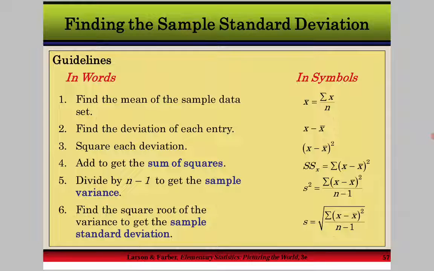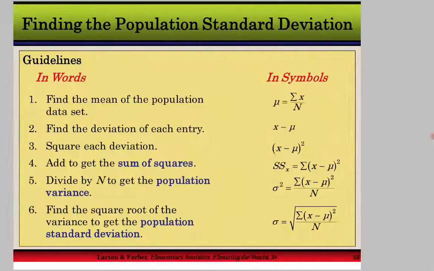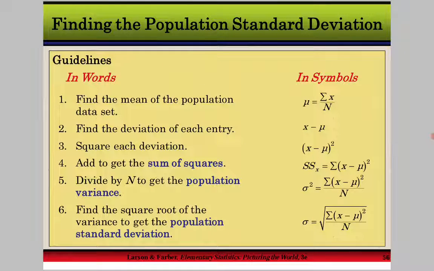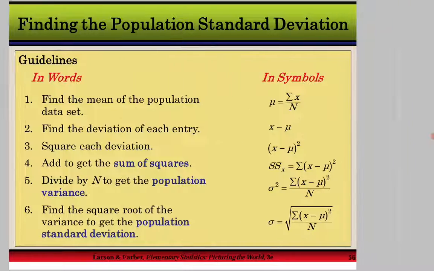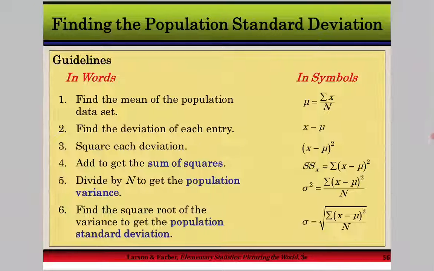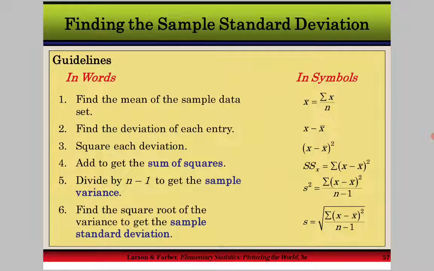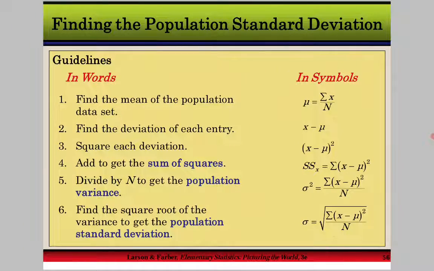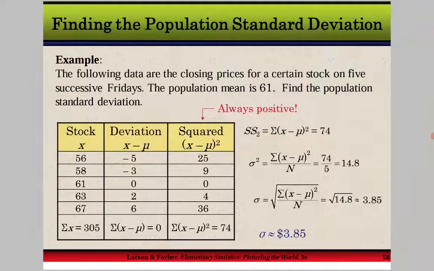This is the formula, and these are the steps to be followed to find the standard deviation of a data set. This is the population standard deviation, and next is finding the sample standard deviation. This is the example of finding the population standard deviation. We may continue in the next class.